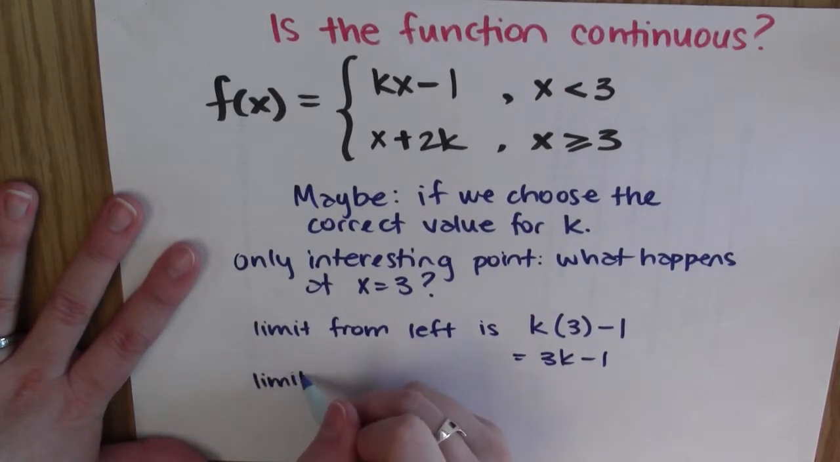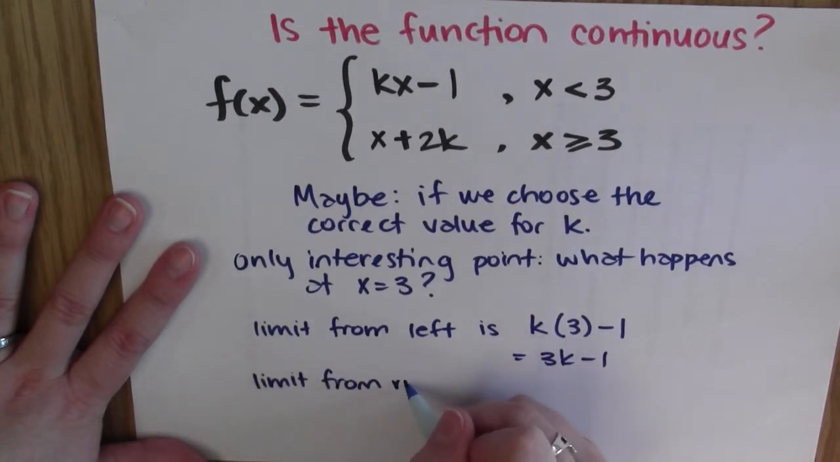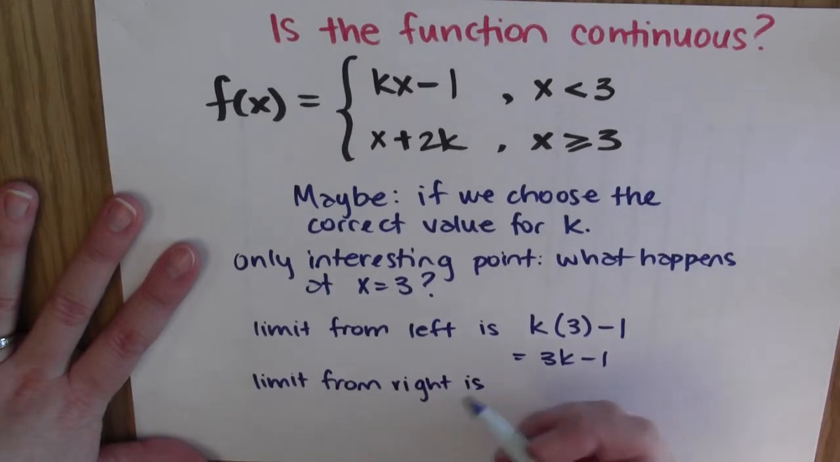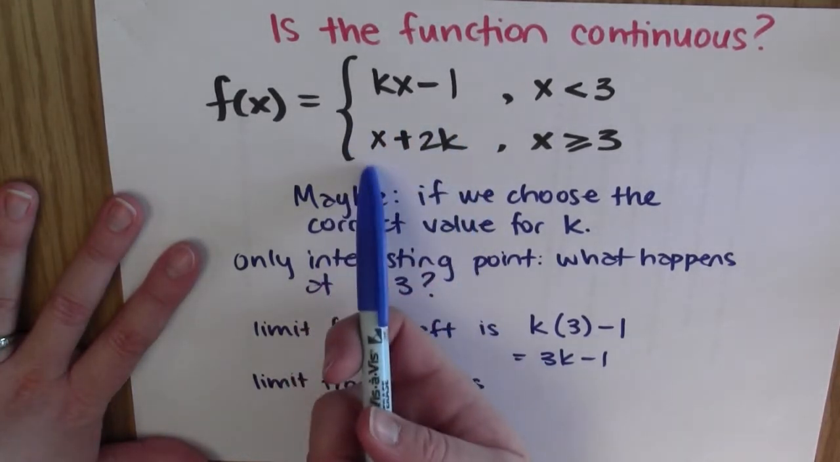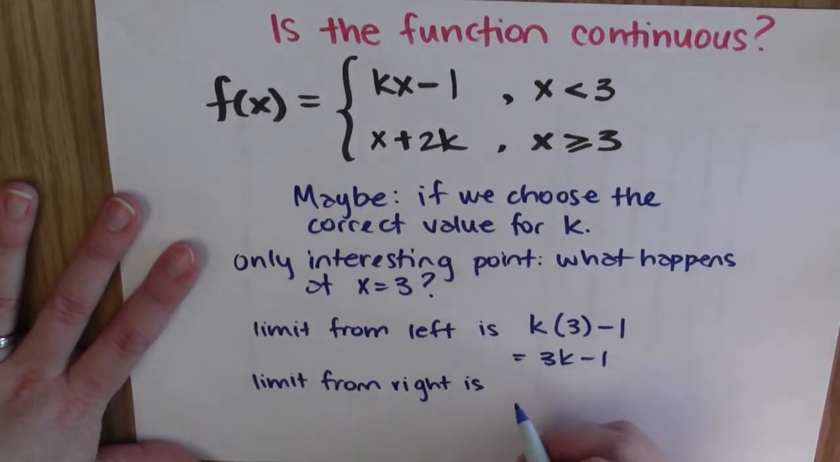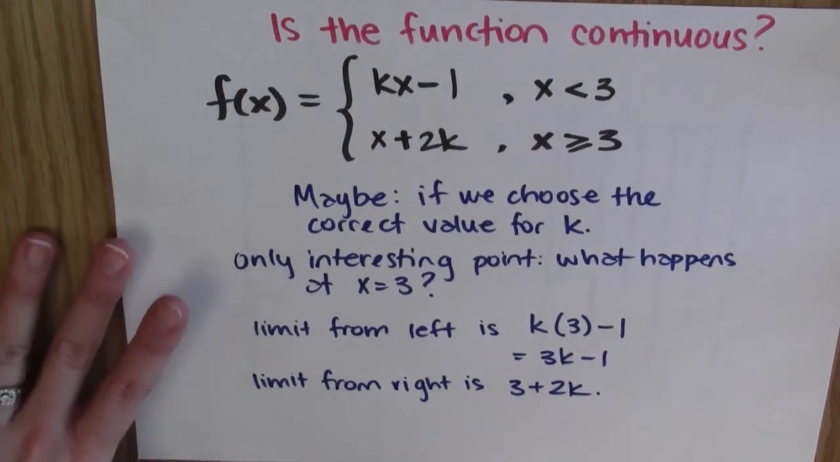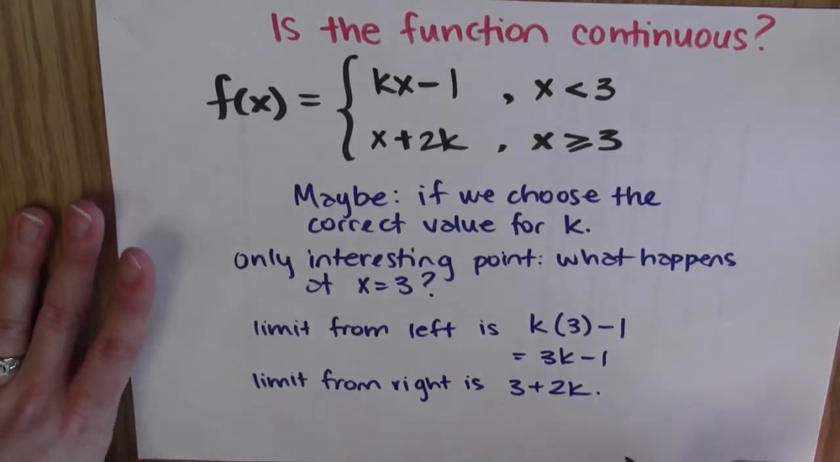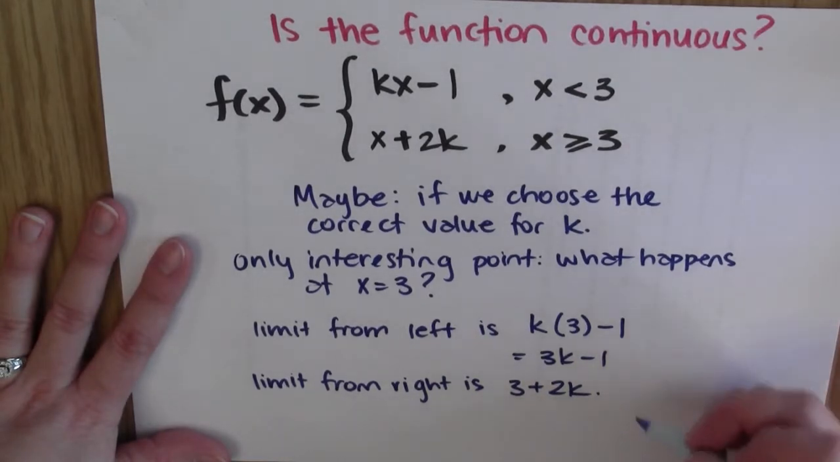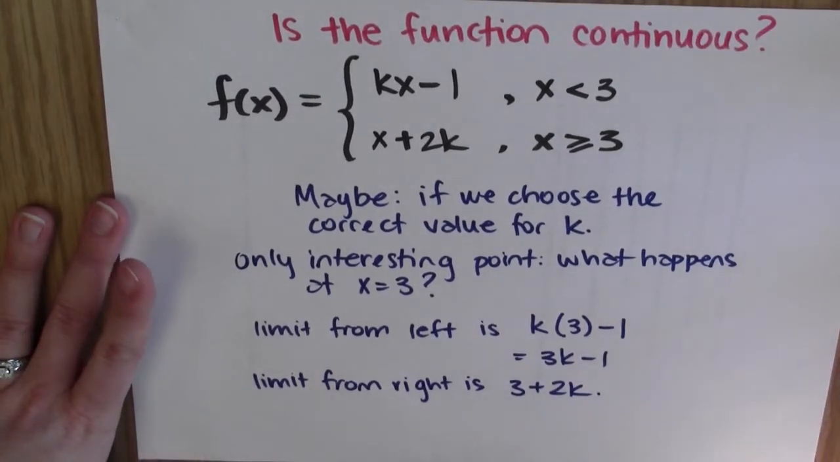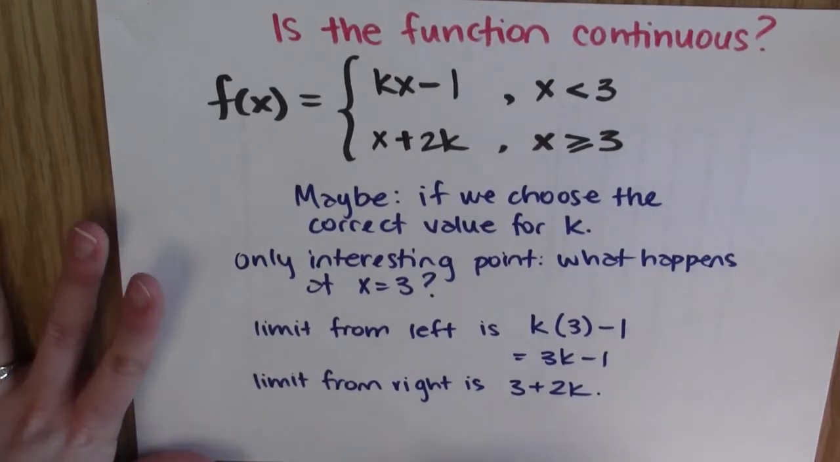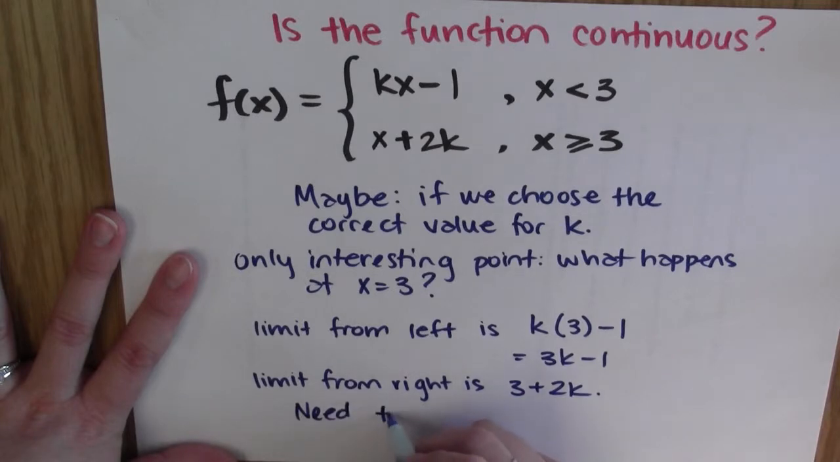The limit from the right is, well, again, we said this is a continuous function, so I can just plug in x equals 3. So this would be 3 plus 2k. So the first thing that I need is that I need these two limits to be equal. In the first example, we saw that if the two limits aren't equal, then the function can't be continuous. So I need these to be equal.